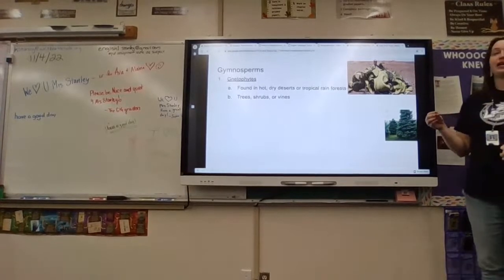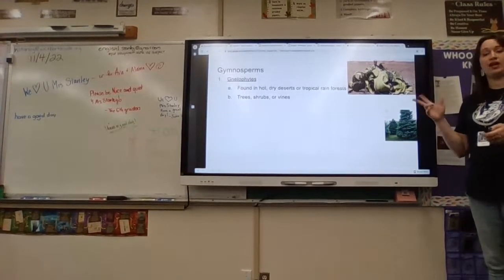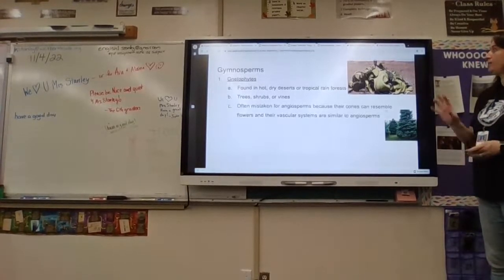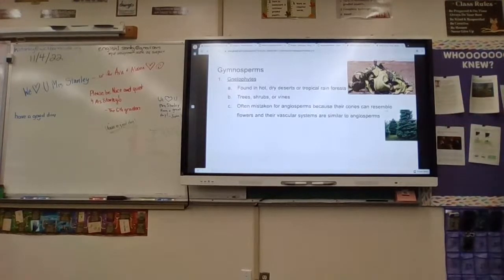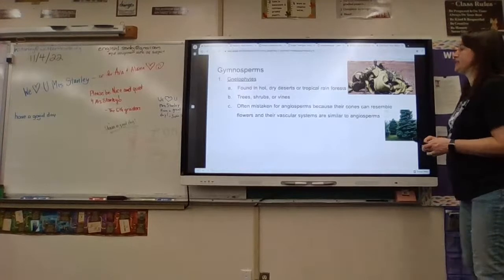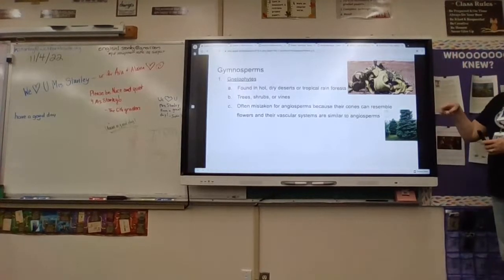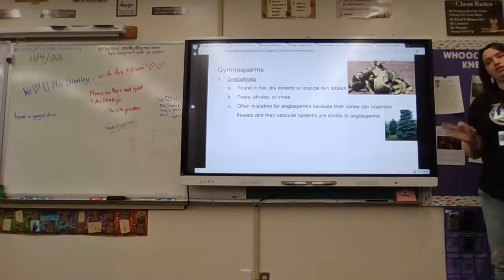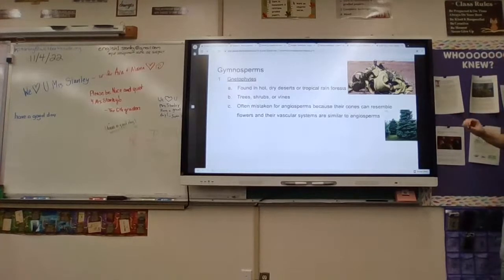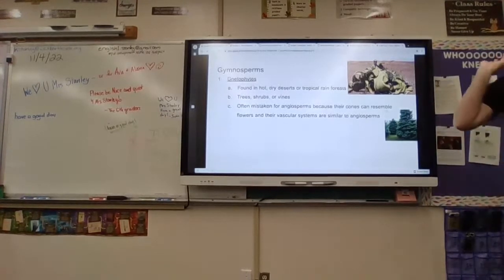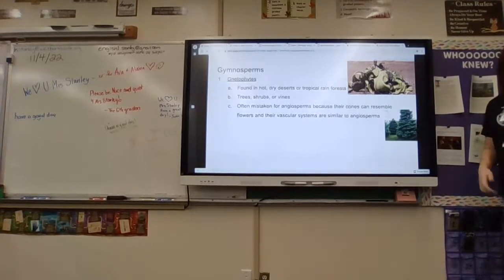Now, gymnosperms can include trees, shrubs, or vines. They come in different forms. And here's the deal: a lot of times they're mistaken for angiosperms because their cones can look a lot like flowers, but they're still cones. And their vascular systems are similar to angiosperms. We're going to talk about vascular systems next week, so you don't need to worry about what that is.